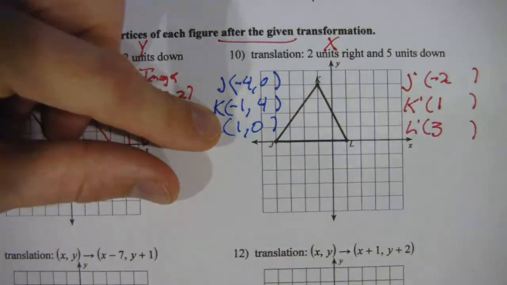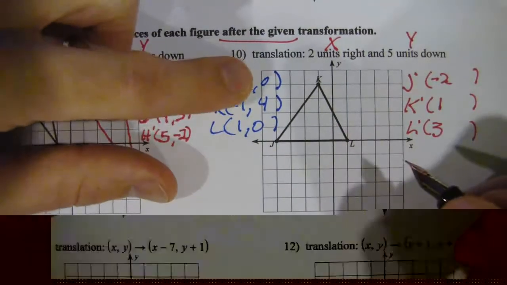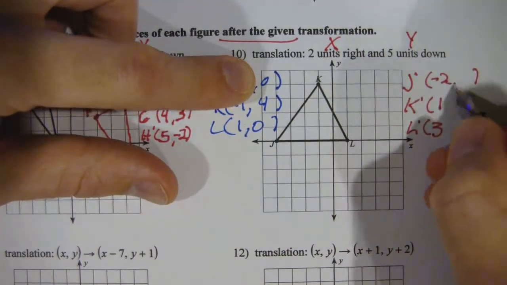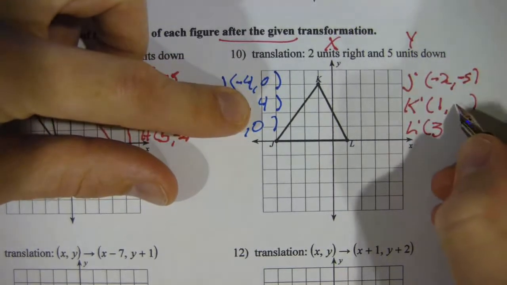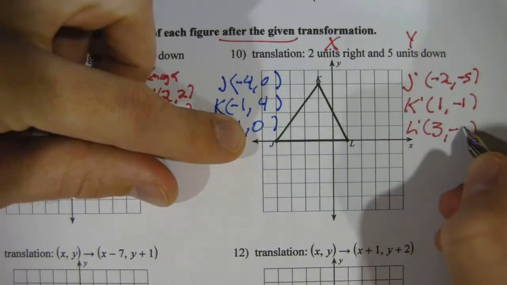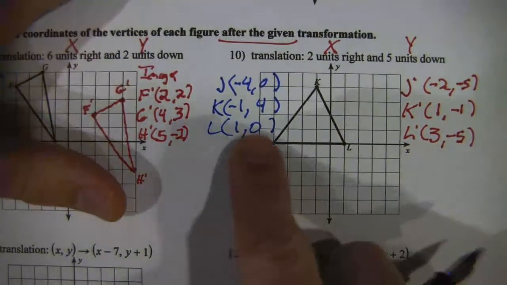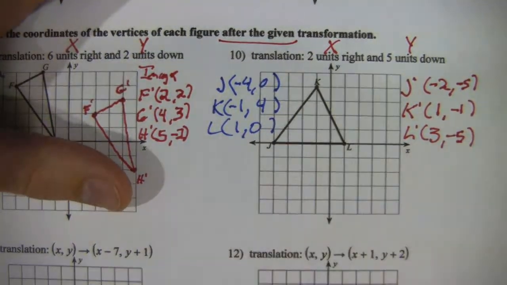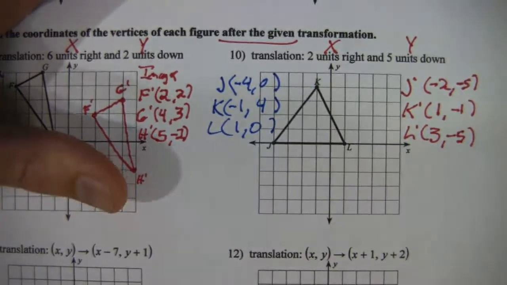All right. Let's try y's. We're going to go 5 units down. So that's subtraction. So 0 subtract 5 is -5. 4 subtract 5 is -1. 0 subtract 5 is negative 5. So there are my new coordinates. Notice we don't have to graph them. If we did, we would get a new triangle just like this. Now, if you're ever unsure about your coordinates, you could, of course, graph them and double check yourself. But in this case, we're good to go.